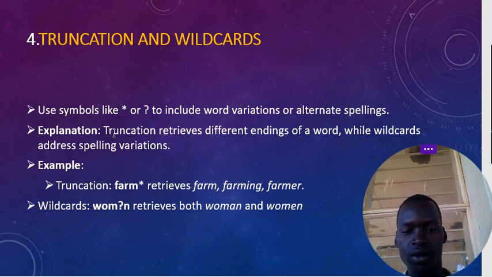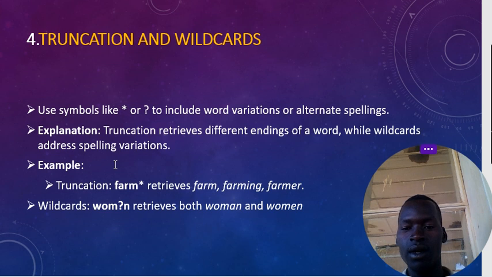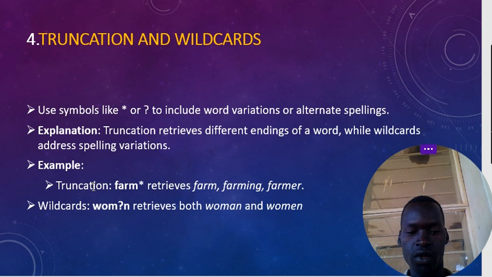So here is the explanation. Truncation retrieves different endings of a word, while wildcards address spelling variations. Let me repeat. The reason why you should use truncations and wildcards is because truncation retrieves different endings of a word, while wildcards address spelling variations.